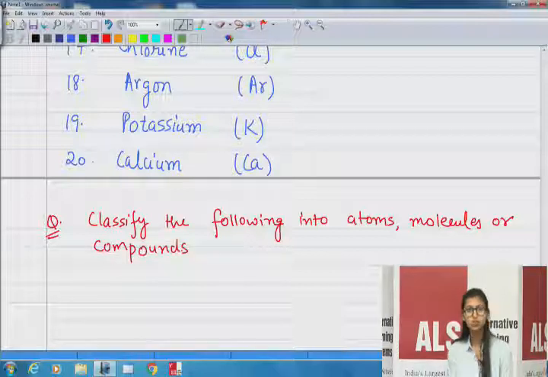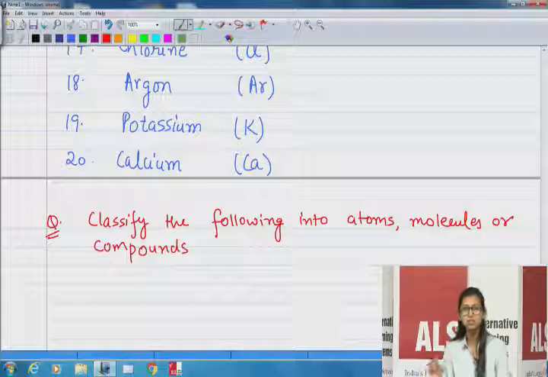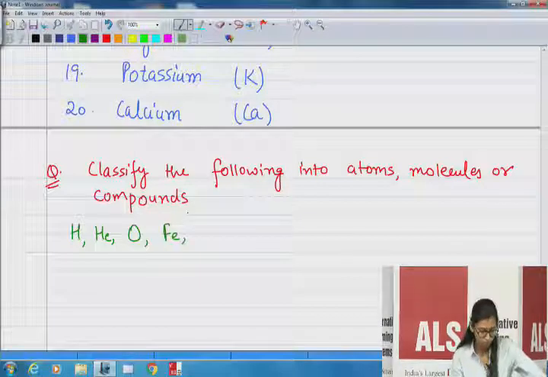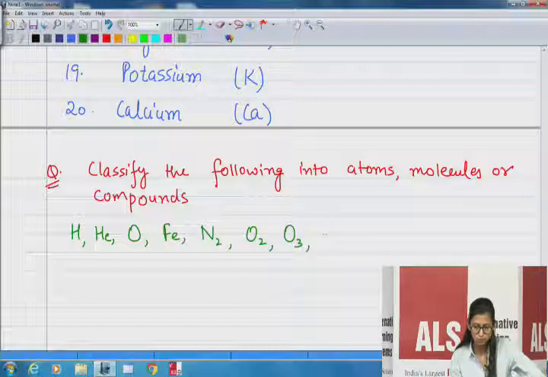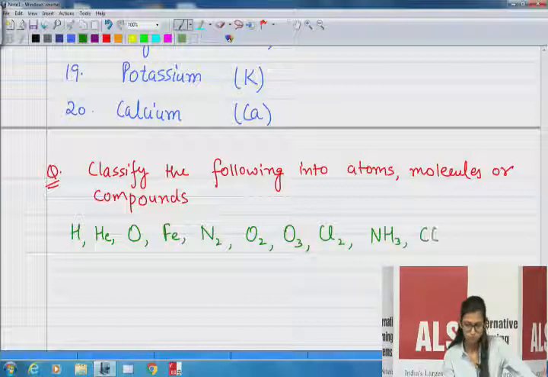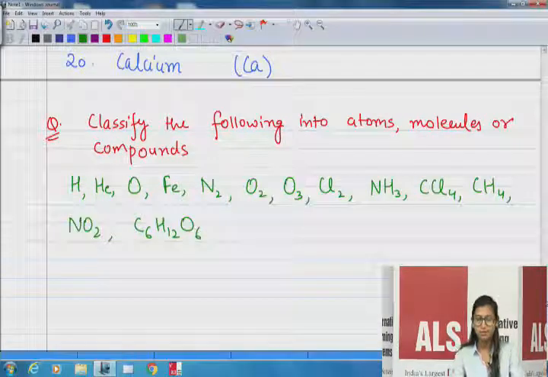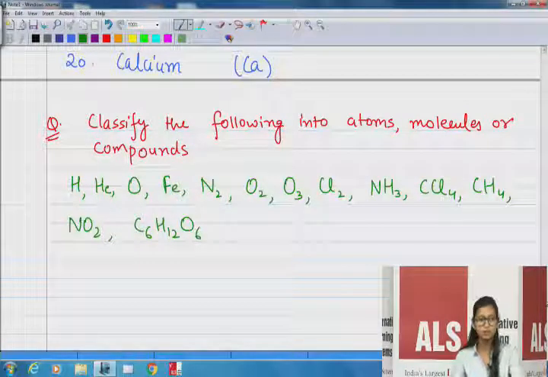So, I am going to write a huge list here. You people will tell me that, ma'am, these are the atoms, these are the molecules, and the left ones will be the compounds. Okay, so you have to tell me this thing. I am going to write here. Okay, so this is the list, everyone. You have to classify them into the atoms, molecules and the compounds. Quickly do it, you know this.